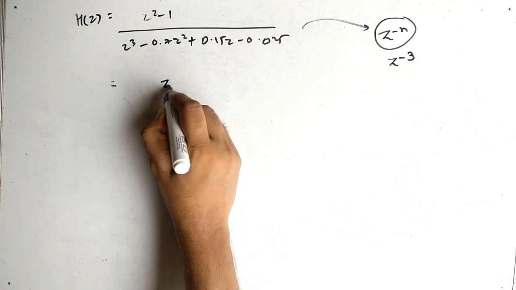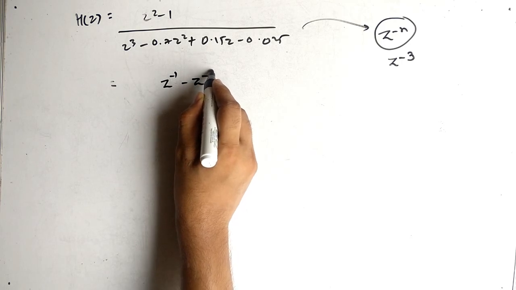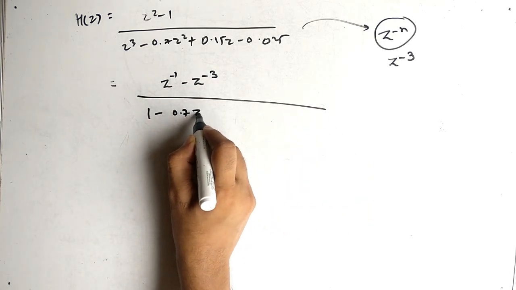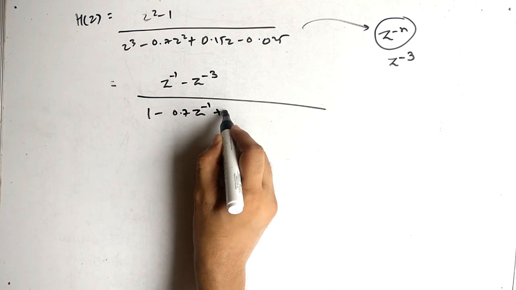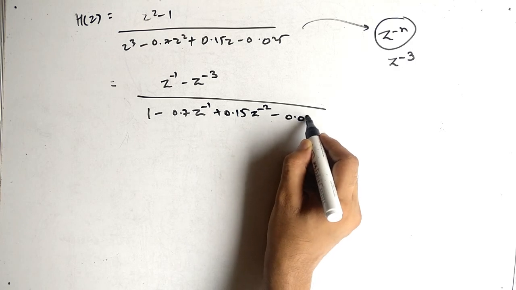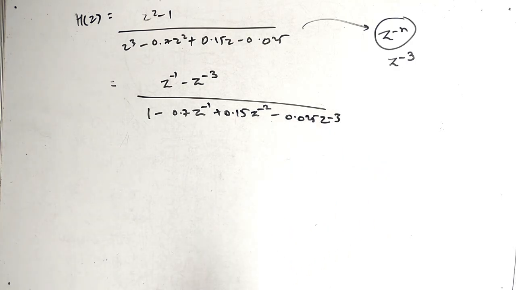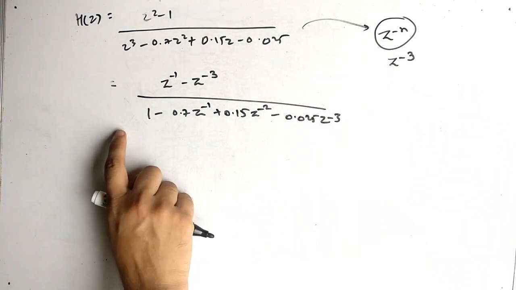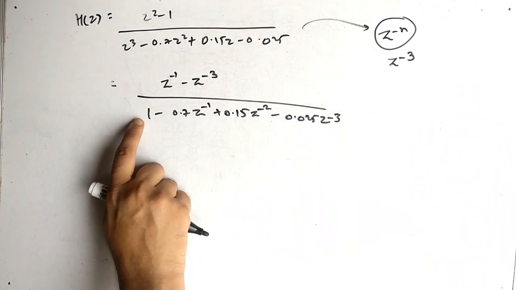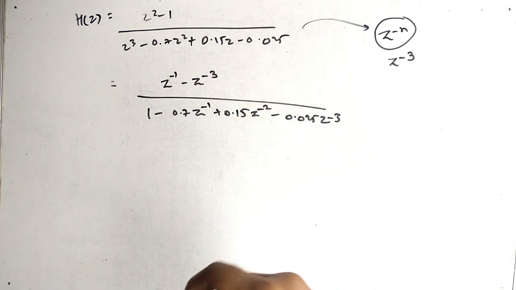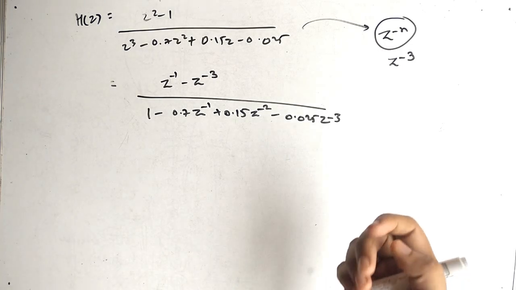So we get z to the power -1 plus z to the power -3, upon 1 minus 0.7 z to the power -1 plus 0.15 z to the power -2 minus 0.025 z to the power -3. You can see that I have multiplied z to the power -3 in the numerator as well as in the denominator. After multiplication we get this term. Now why is this important? Because we are finding the difference equation.